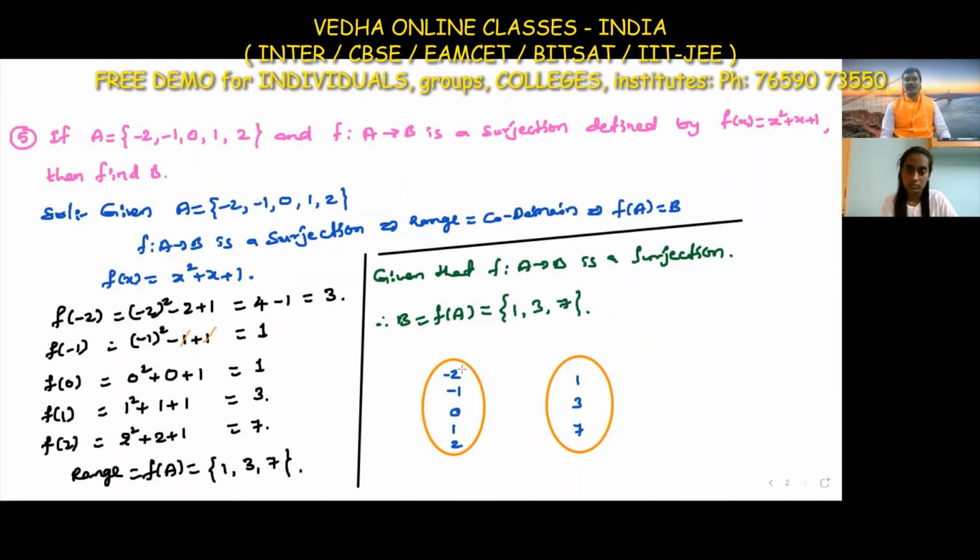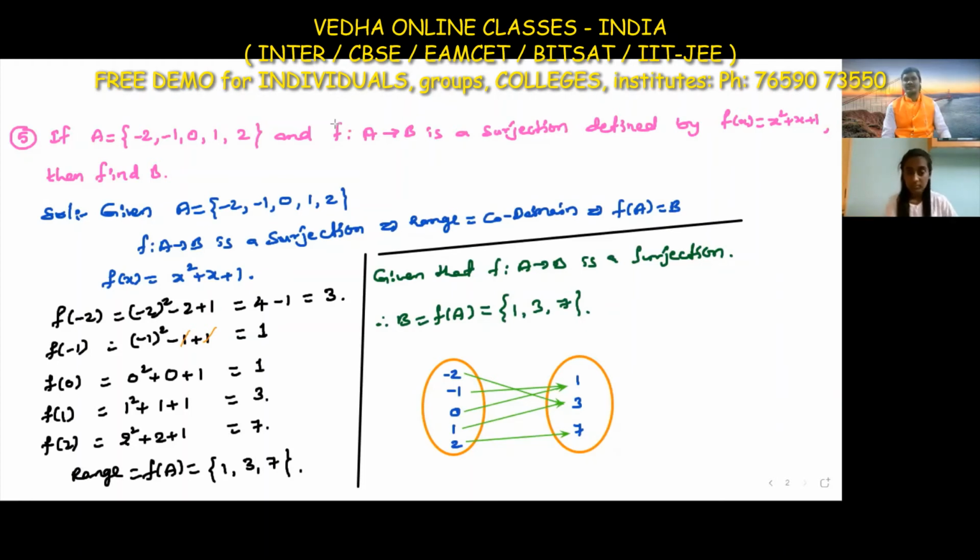I am going to map the elements. -2 image is 3, I am mapping with 3. What is 0 image? 0 image is 1, I am mapping 0 with 1. What is 1 image? 1 image is 3, mapping with 3. What is -1 image? -1 image is 1, so I am mapping with 1. What is 2 image? 2 image is 7, mapped with 7. Like this. Here surjection means there is no element left in the second set.